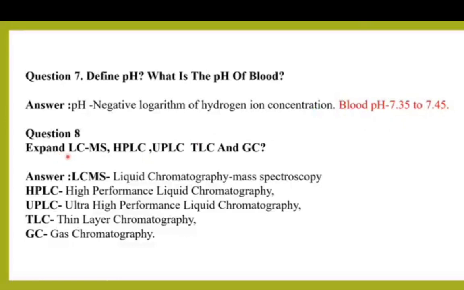So the next question is, expand LCMS, HPLC, UPLC, TLC and GC. LCMS means liquid chromatography and mass spectroscopy. The full form of HPLC is high performance liquid chromatography. The full form of UPLC is ultra high performance liquid chromatography. And TLC is thin layer chromatography, and GC is gas chromatography.